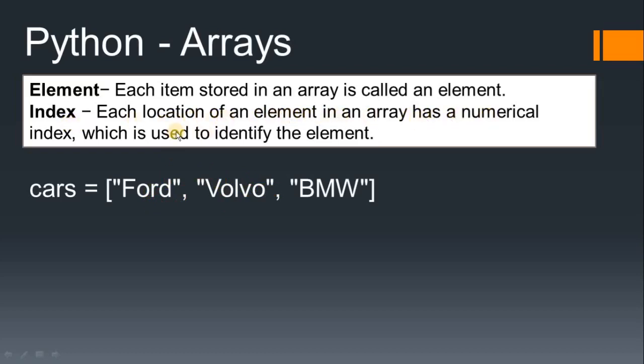Index means the location, a numerical index which is used to identify the element. So index means the position, or location. Here the index value starts with 0. So cars of 0 is Ford, cars of 1 is Volvo, cars of 2 is BMW. In this way they are assigned a particular index value, and the index value runs from 0 to n minus 1. You can imagine the index just like the address of the particular value. It is stored in continuous index positions like 0, 1, 2, like that.